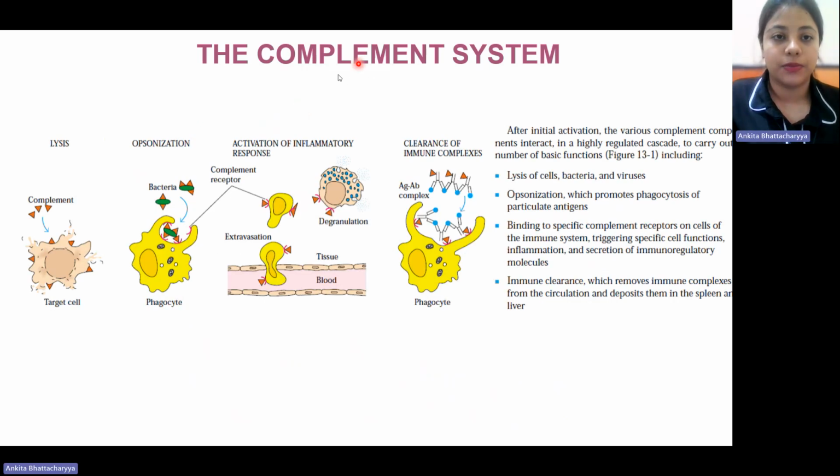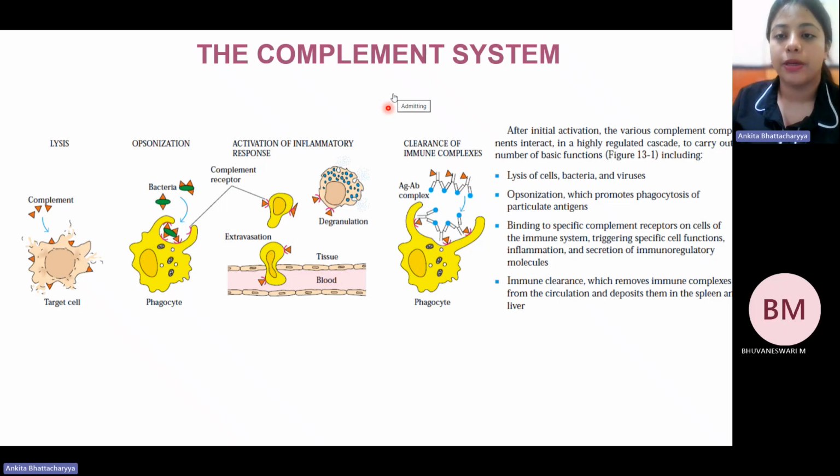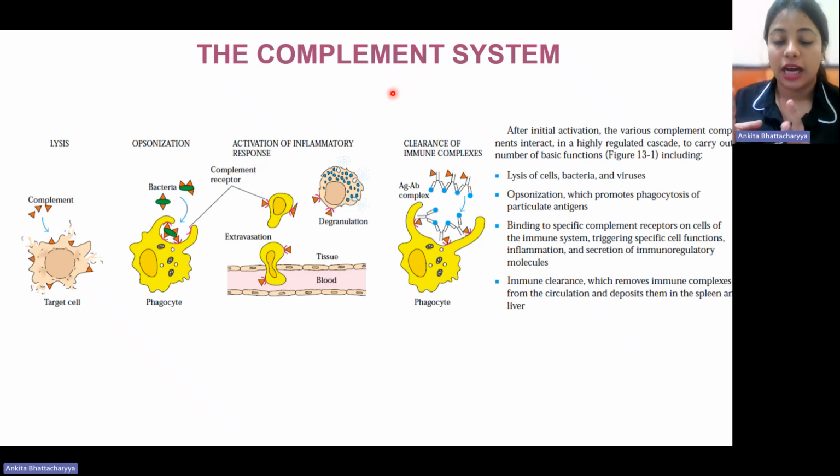So these are the key steps present within the complement system. After initial activation has been facilitated, the various complement components interact in a highly regulated, highly controlled cascade, and they carry out a set of basic functions. After an initial stimulus and activation of the complement system, a number of participants within the complement cascade interact with each other, and the execution is in the following forms.